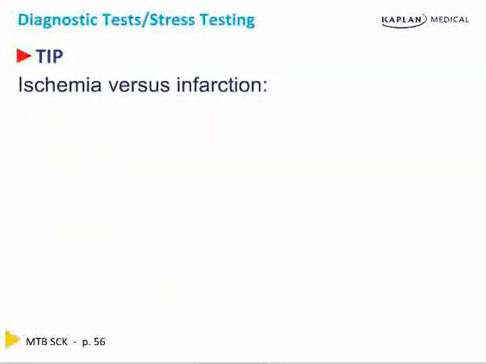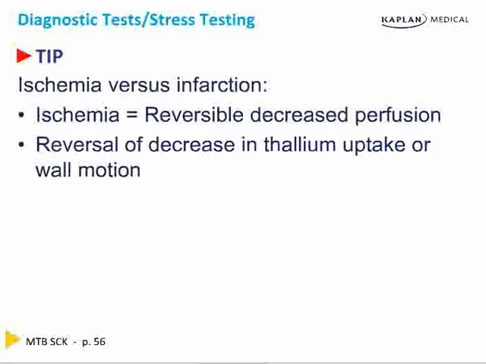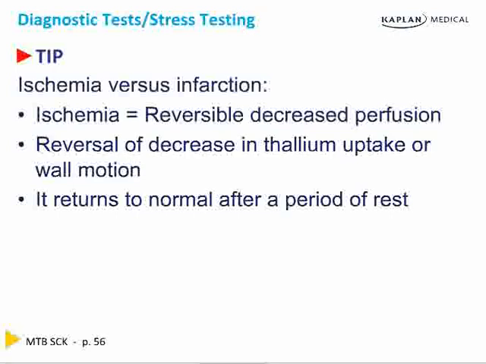The point about ischemia versus infarction on a stress test is critically important, that you understand that ischemia is reversible. The perfusion defect on nuclear will reverse. Eventually it will pick it up. The wall motion abnormality will reverse. If it's ischemic, insufficient perfusion, eventually it will start to move again. It will return to normal after the rest period. However, if it's infarcted, it's irreversible.